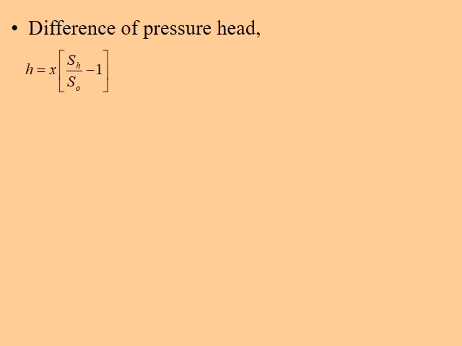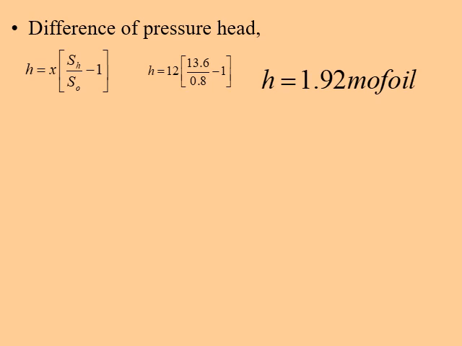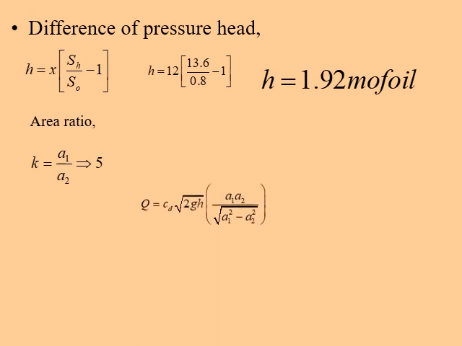So now H is calculated like this. H is equal to X into S of H by S of O minus 1. The X value is given as 12 centimeter, the specific gravity of mercury is 13.6 and the specific gravity of oil is 0.8. Now we get the answer for H, that is 1.92 meter of oil. Now the area ratio, that is K, is equal to the ratio of A1 to A2, which is 5.